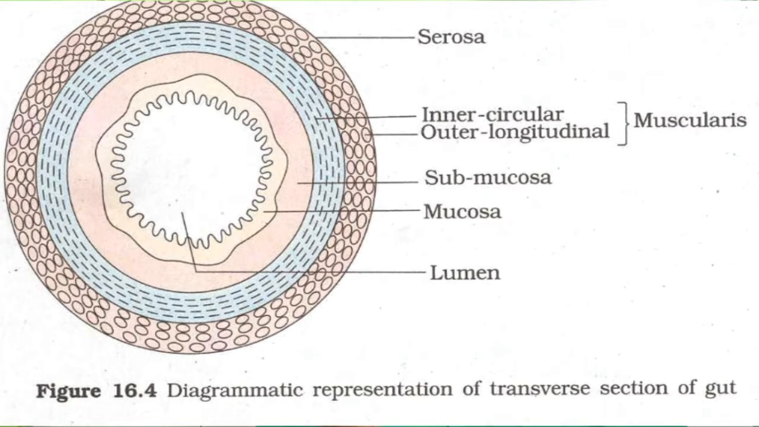The next to serosa layer is the muscularis layer. These muscularis layer are usually arranged as inner circular layer and outer longitudinal layer. You can also see the third layer submucosa and the innermost layer mucosa. The lumen is also seen on the diagram.